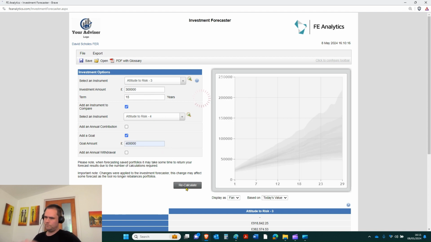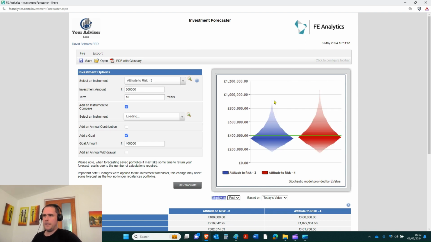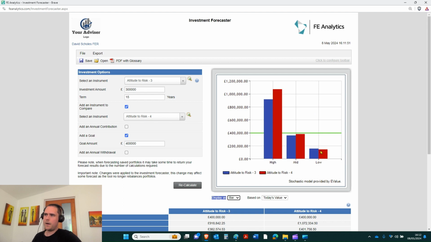Again, whatever the scenario. And if I run the analysis, it's going to run it on a fan chart initially. It's quite difficult to work out which is which on a fan chart because they kind of blend into one. So you've got 3 different visuals here. You can look at a pod chart, high, mid, and low. That's quite popular. The fatter the pod, the more likely the scenario. So very unlikely at the ends, a lot more likely in the middle. And again, there's that goal line at 400k, and bars are quite popular as well. Again, a high, mid, and low.